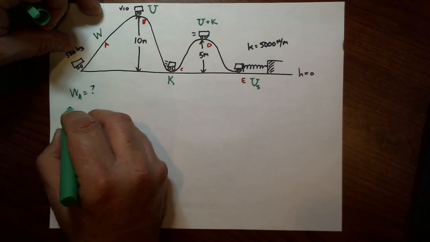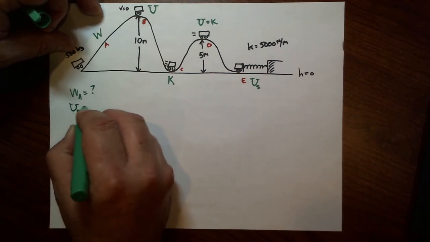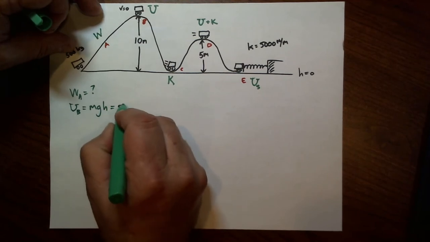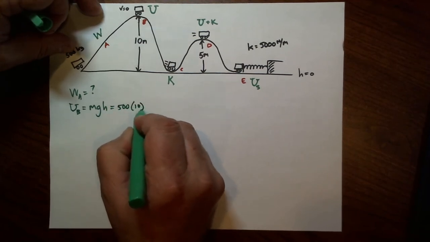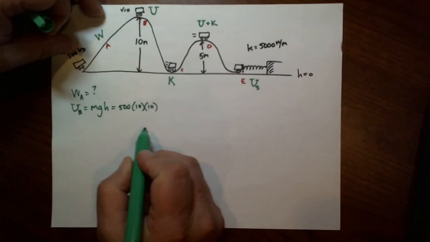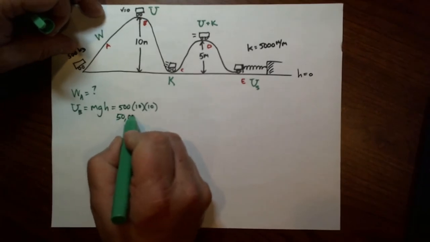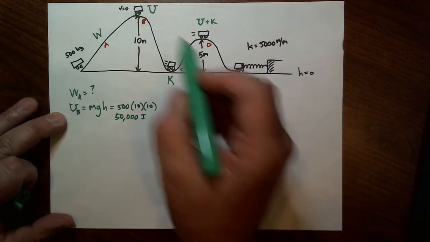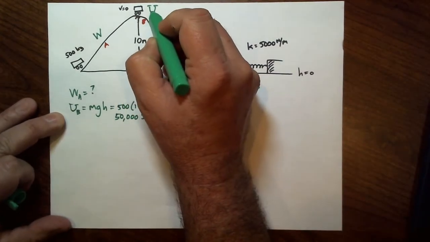So let's go ahead and find the potential energy at point B. That we can do because that's m times g times h, and we have all those numbers: 500, 10, and 10. And that is 50,000 joules. So our energy budget, ladies and gentlemen, is 50,000 joules. We now know that 50,000 joules of potential energy is had here at the top.